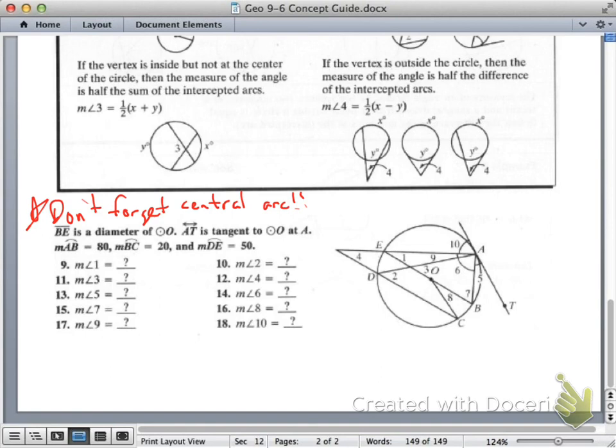Do try these for a challenge. It's kind of challenging because it's a big mess. It's combining everything, but pay attention to what it gives you, and then, well, see how you do.